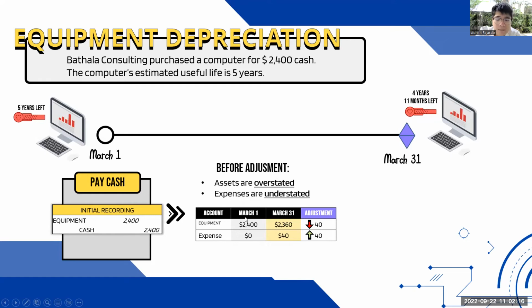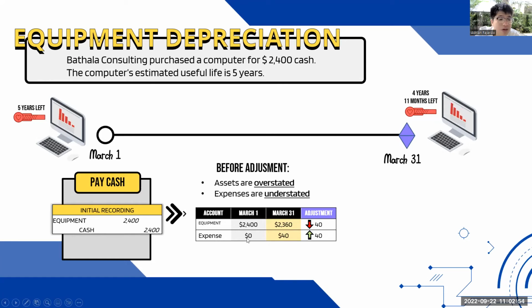Why? Because your equipment depreciated. The value na now is 2,360. And therefore, the 40 na nabawas sa kanya is an expense that we should recognize because it's a consumption of an asset. So in the unadjusted trial balance, yung balance ng equipment is at 2,400, yung balance ng expense is 0, which is wrong, right? Because again, the equipment is overstated at 2,400 because the true value is 2,360.